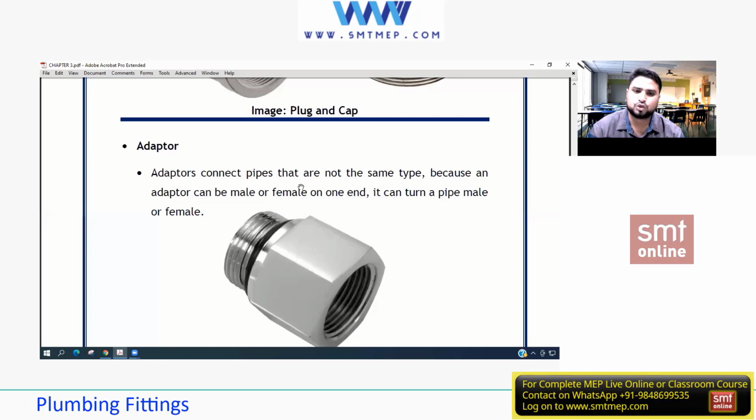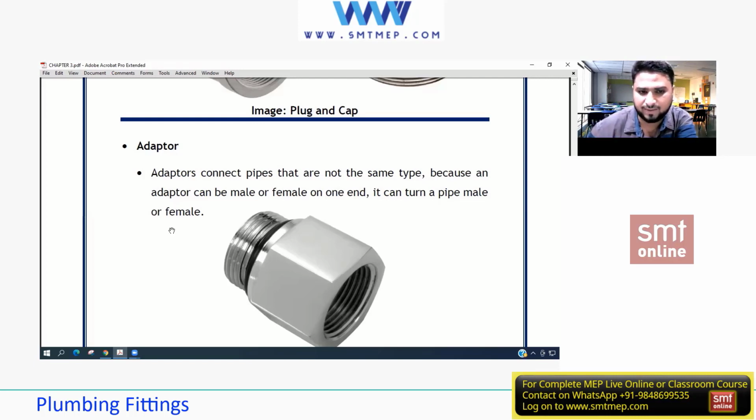An adapter connects two pipes that are not of the same type, because an adapter can be male or female on one end, it can turn a pipe to a male or a female. But where is this being used online? What is the use of an adapter, anyone? Where has an adapter been seen? Where? Fixture. Yeah, fixture installation.